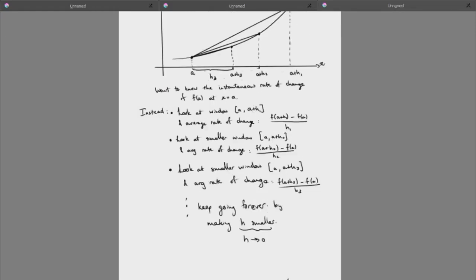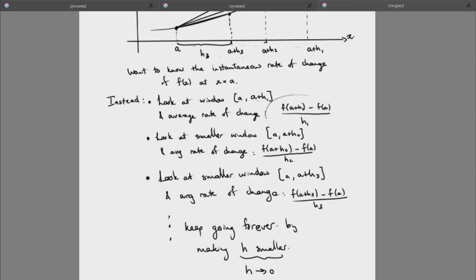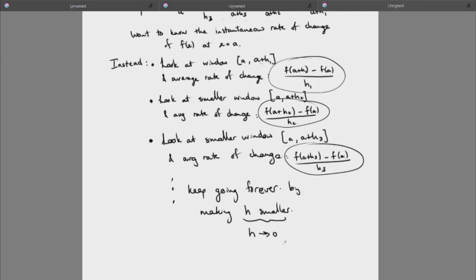Because if h is equal to 0, then I don't have a window, I have only one point, and I need a window to calculate an average. So I'll never actually get there. But if I look at these approximations, let me zoom in. This was the first approximation. Then I made the window smaller. Better approximation, better approximation. The smaller I make h, the better and better the approximations get.